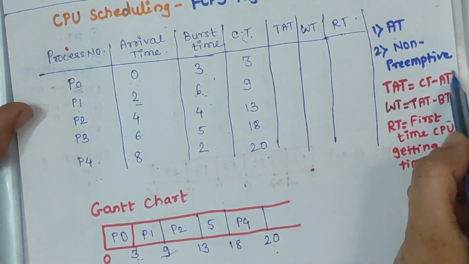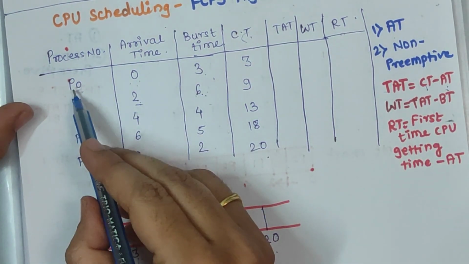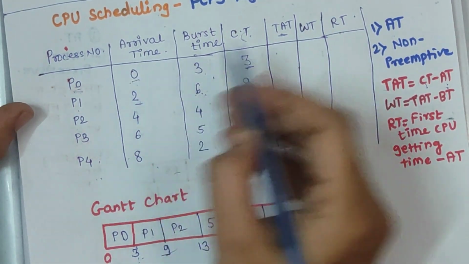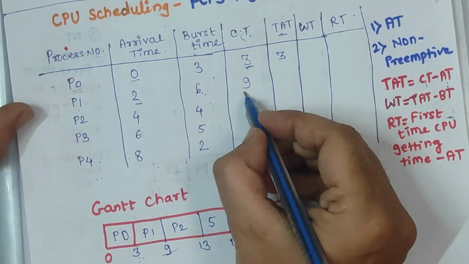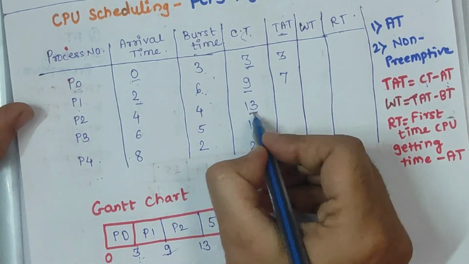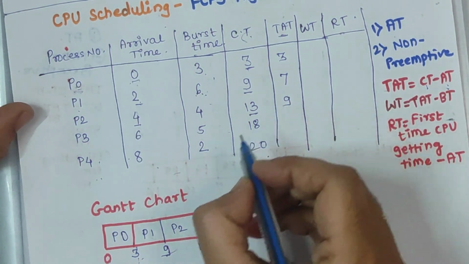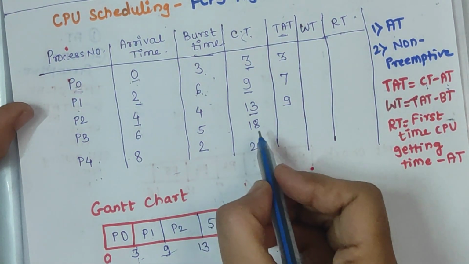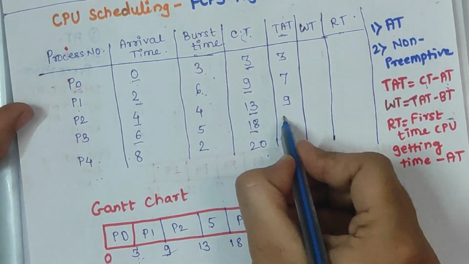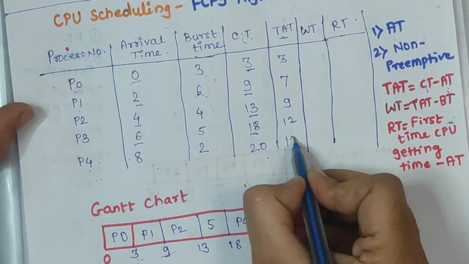Now to calculate turnaround time, we have the formula completion time minus arrival time. So for process P0, turnaround time will be calculated as completion time minus arrival time, that is 3. Then for P1, 9 minus 2, that is 7. For P2, 13 minus 4, that is 9. And for P3 we are getting 18 minus 6, that is 12. And for P4, 20 minus 8, that is 12.